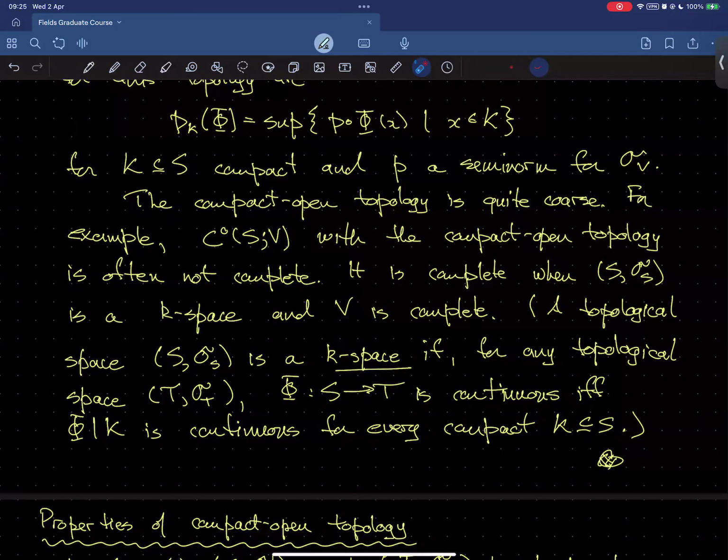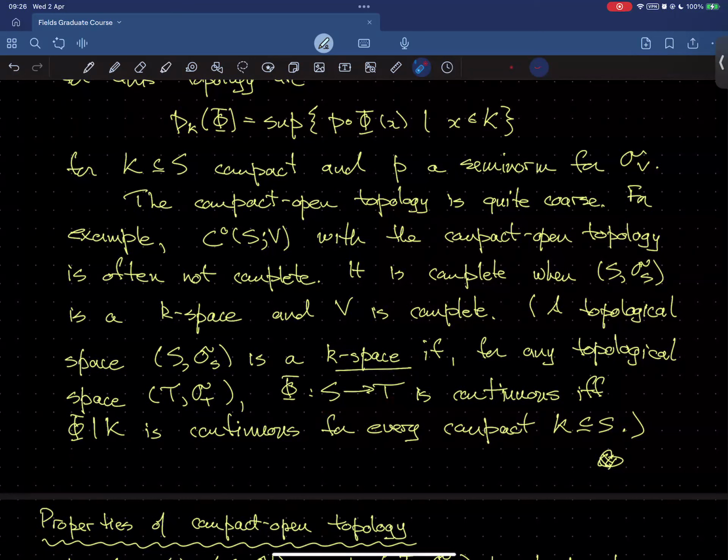So a theorem is that this space is complete if, first, S is a K space, and I'll tell you in a second what a K space is, and V is complete. So what's a K space? A K space S has the property that for any other topological space T, a mapping from S to T is continuous if and only if its restriction to compact subsets is continuous.